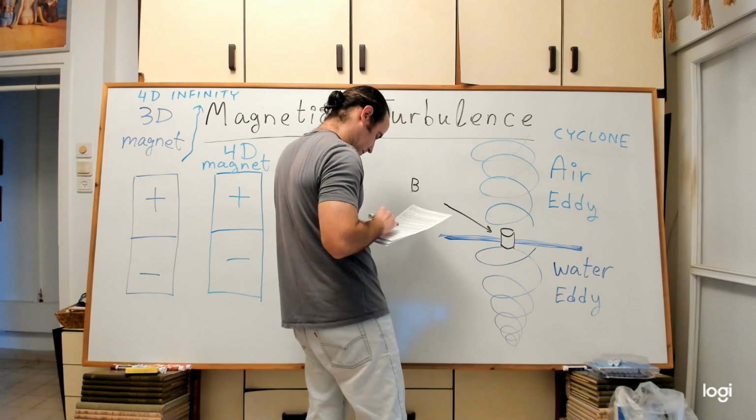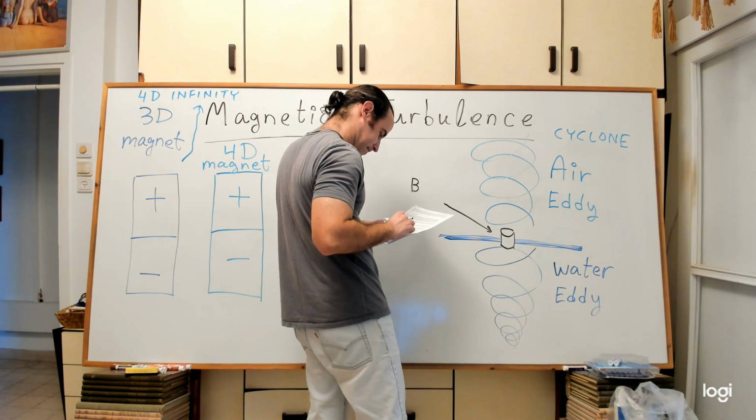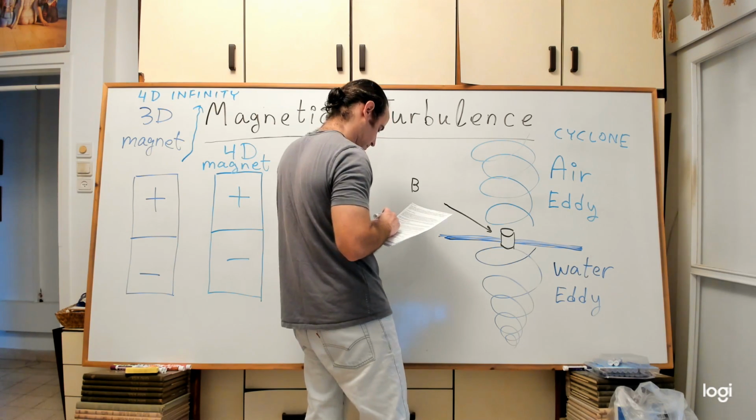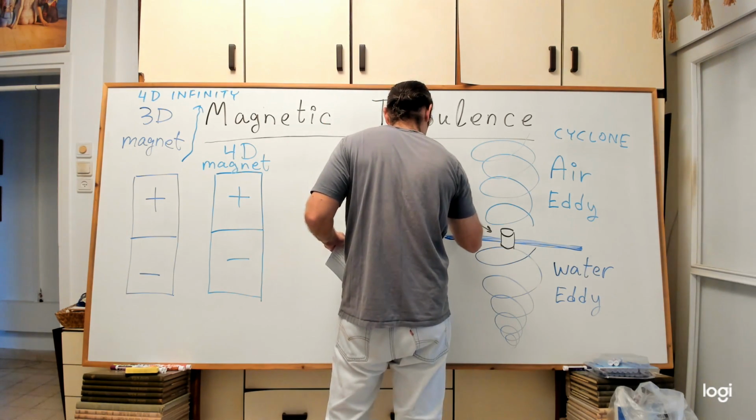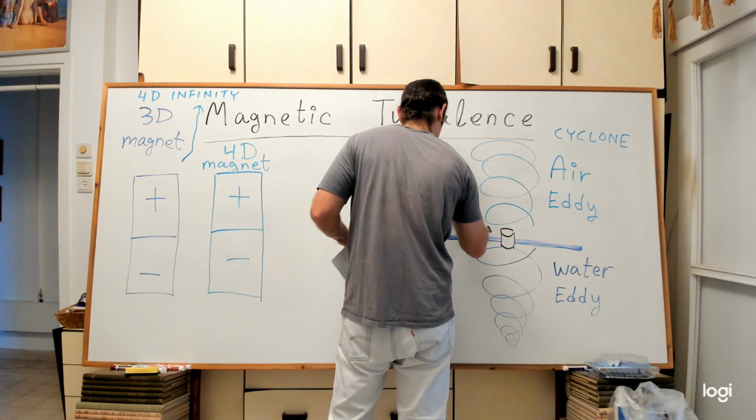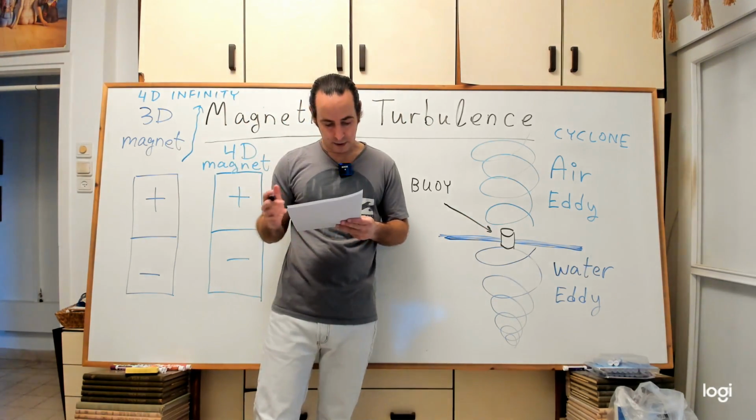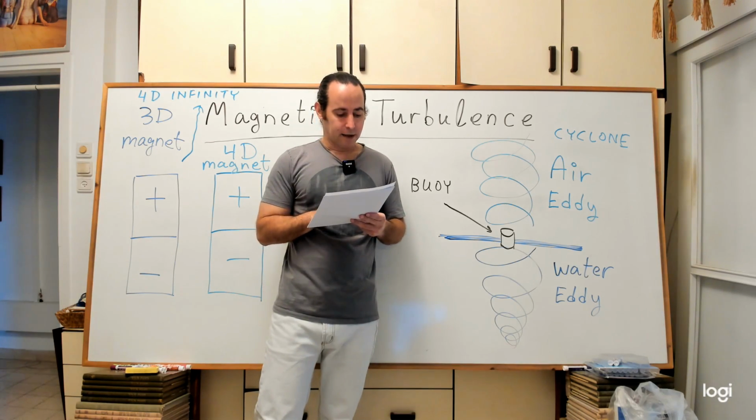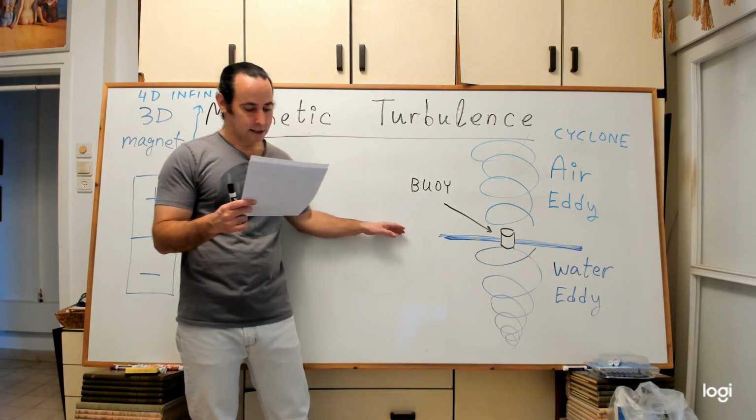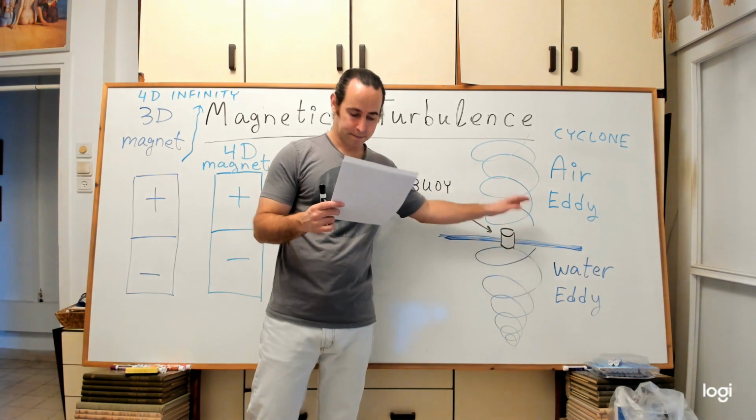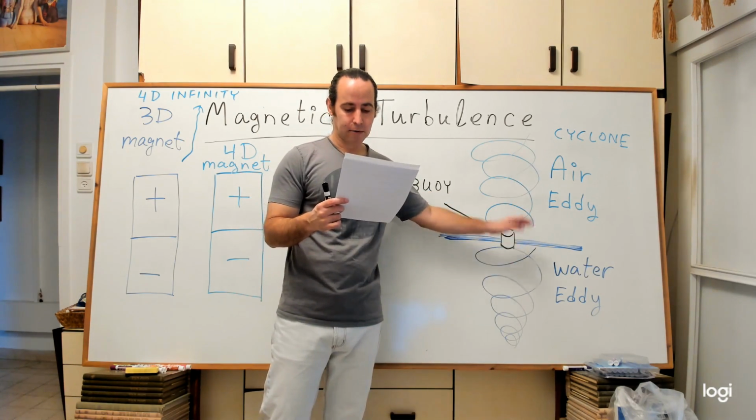How do you write buoy? B-U-O-Y. Okay, it's like a buoy that floats on the water. Back to the analogy. It's like a buoy that oscillates, sways a little up and down on the water.